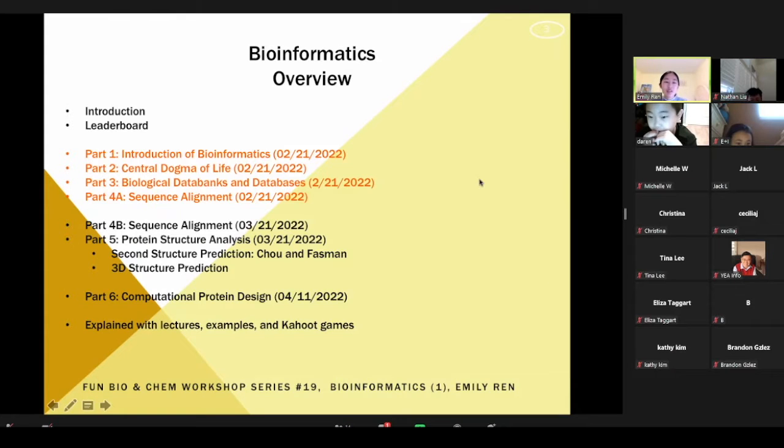So an overview of what we're going to cover today. The first part is an introduction to bioinformatics, then the central dogma of life, and also biological data banks and databases. Part 4 is sequence alignment, and next time we're going to continue sequence alignment and protein structure analysis, and possibly computational protein design.